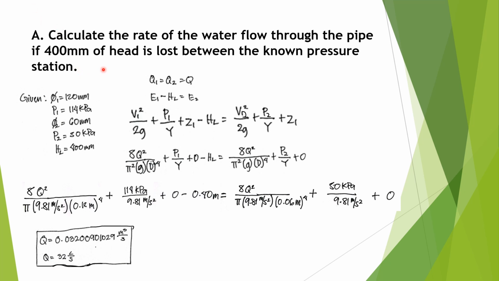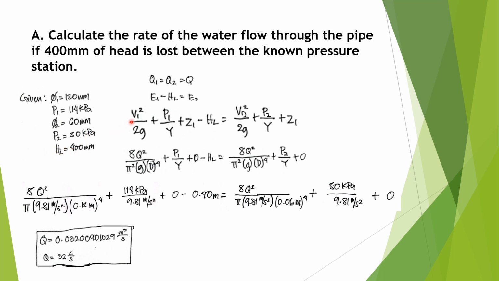Calculate the rate of water flow through the pipe if 400 millimeters of head is lost between the known pressure stations. So let's proceed in calculating the rate of water flow. Here are the givens. The diameter 1 is equal to 120 millimeters. Pressure 1 is equal to 114 kilopascals. Diameter 2 is equal to 60 mm. Pressure 2 is 50 kilopascals, and our head loss is equal to 400 mm.